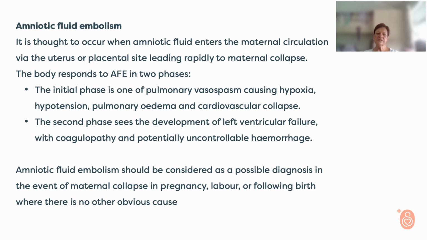Now, it happens in two phases. Usually the first phase is the pulmonary vasospasm, because this embolism has gone now through to the lungs. It causes hypoxia, hypotension, pulmonary edema, and cardiovascular collapse, and this usually happens very quickly. And then the second phase is the development of a left ventricular failure with heart failure, and eventually the patient might die because of, again, coagulation problems and uncontrollable hemorrhage.